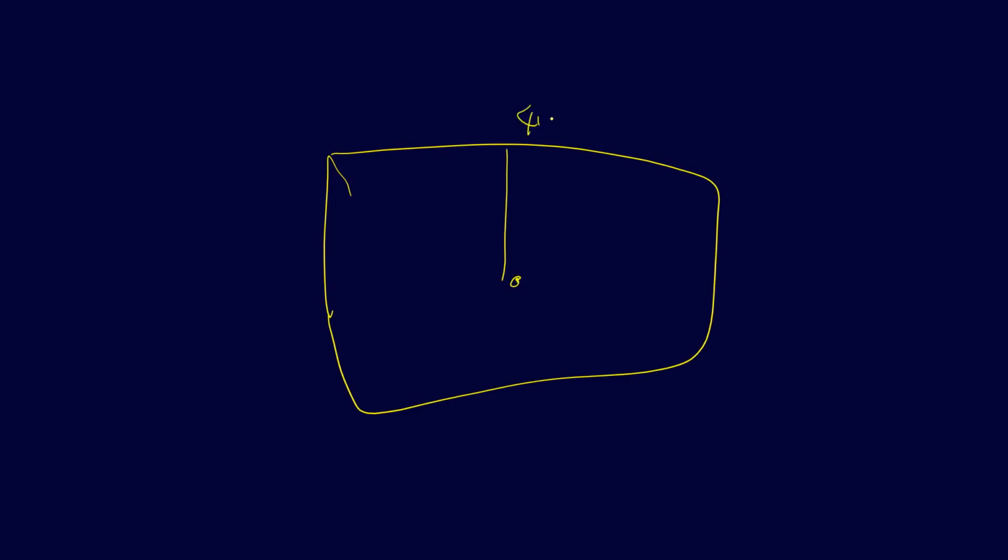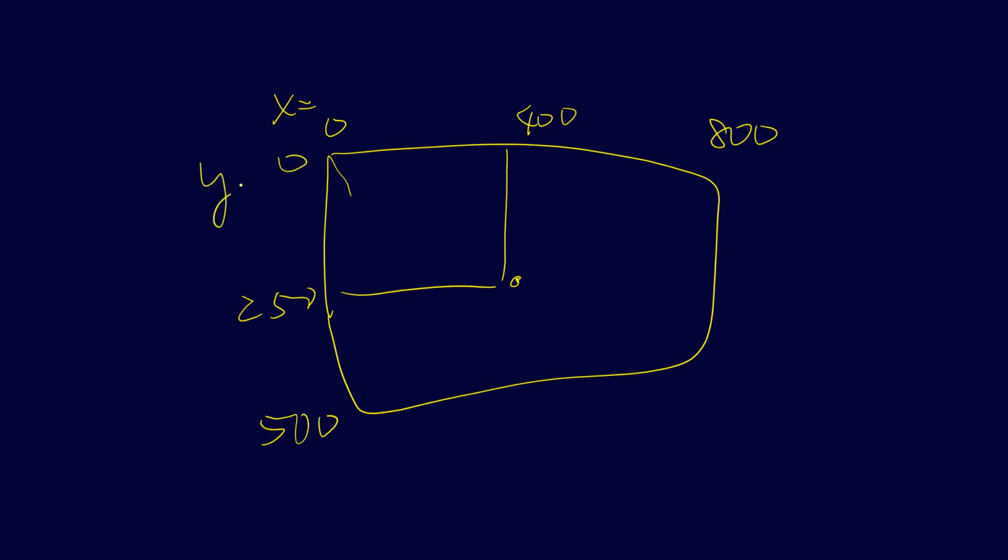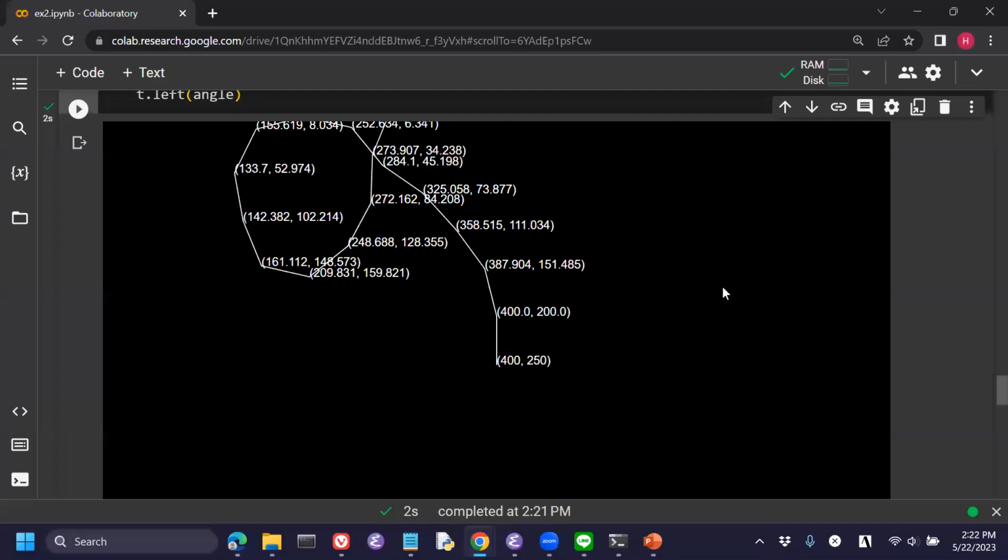Presumably, the area is like this. The center point is 400 and 250. This is maybe x equals 0, and this is maybe 800, and presumably this is 500 for y. So it starts from here and moves randomly, and what we want is for it to stop when it comes close to the border, out of bounds.